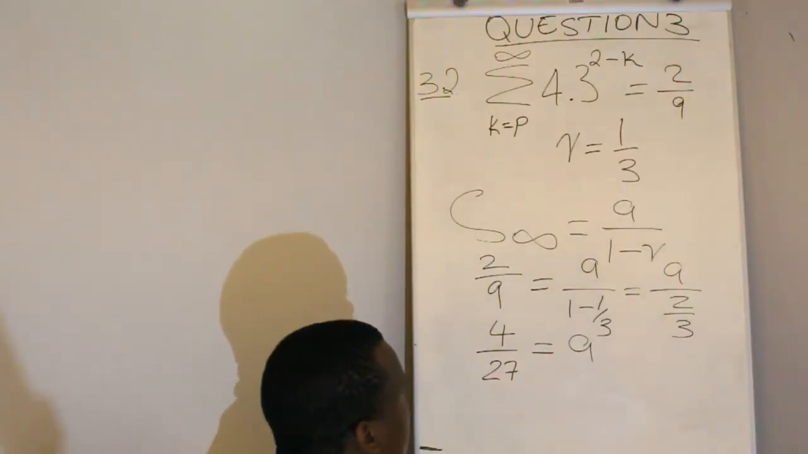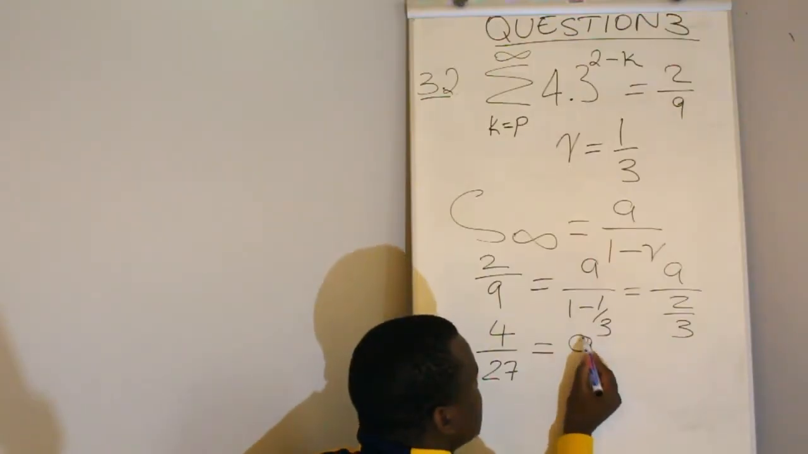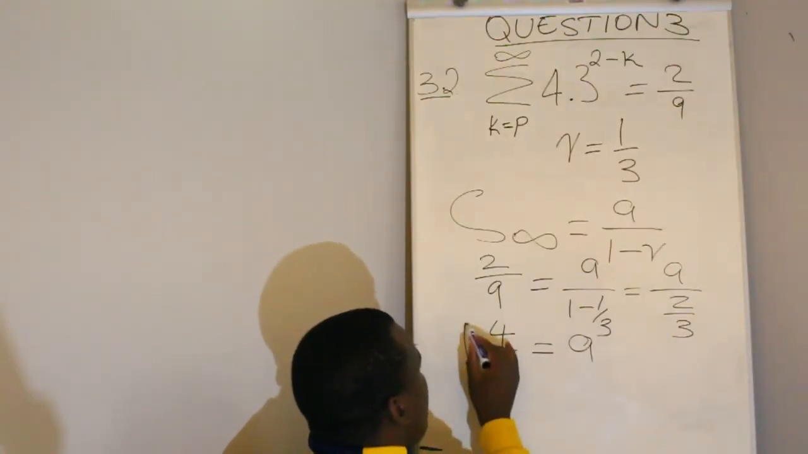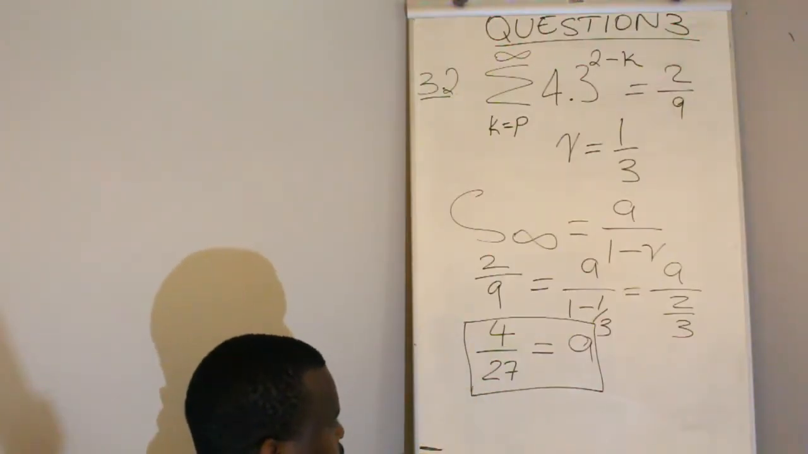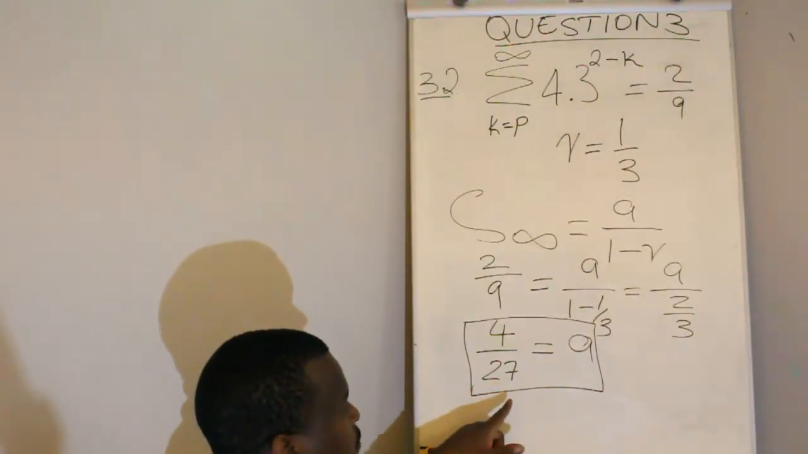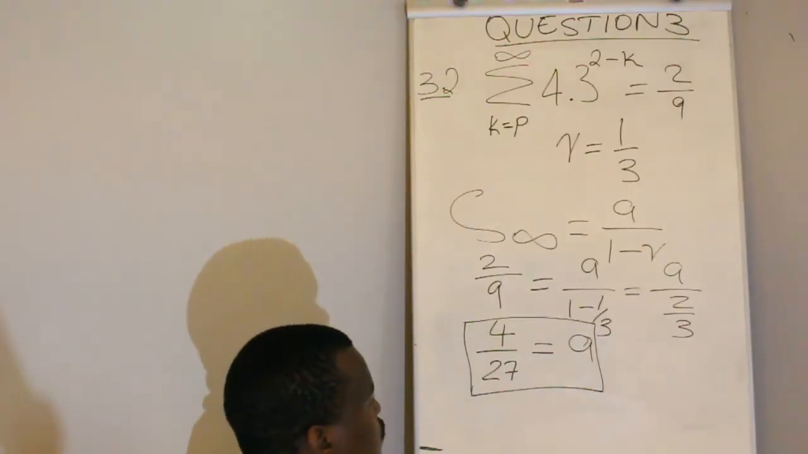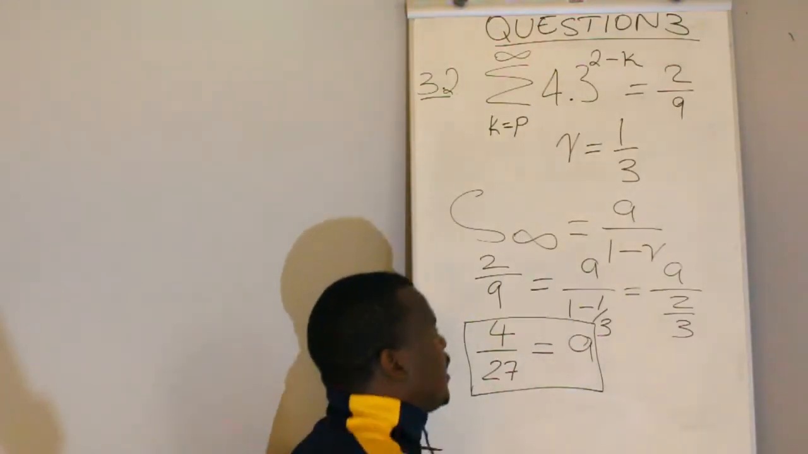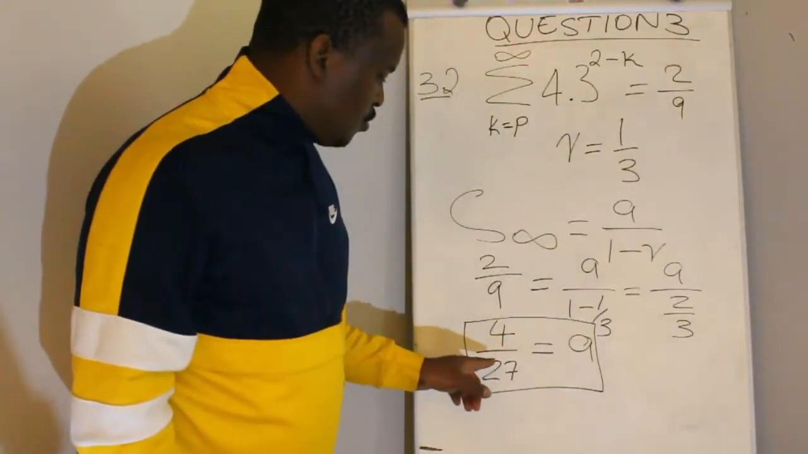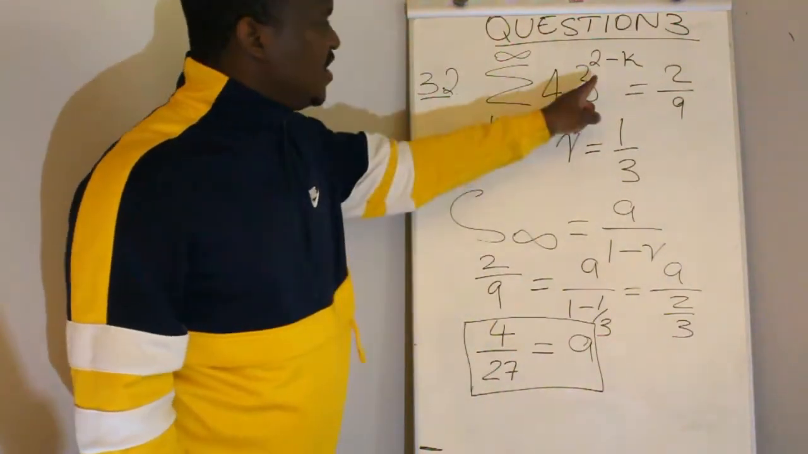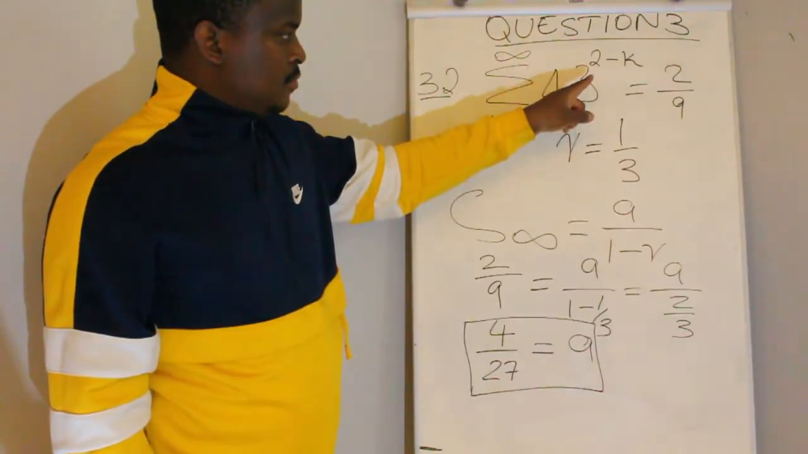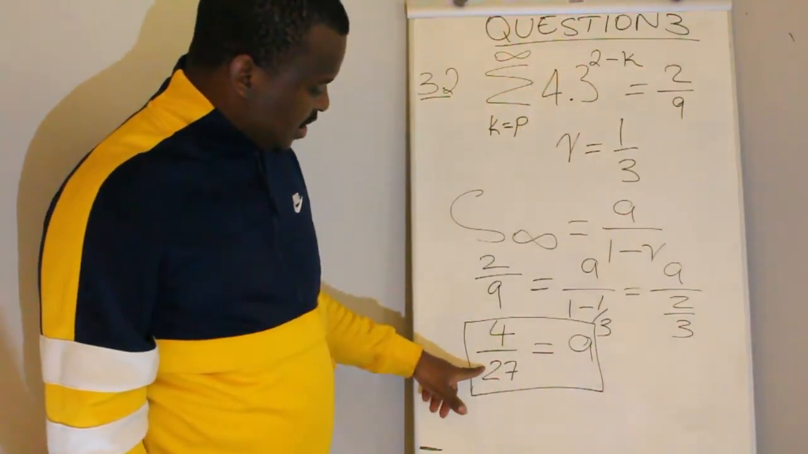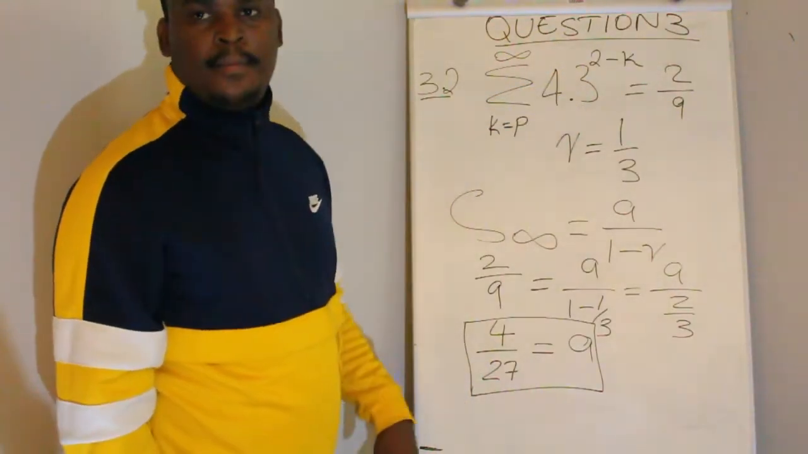So, you have that your A is equal to what? Is equal to 4 over 27. That is the value of A. The next thing that you do is to say, okay, I have my A value, which is the first term of this sum. So this A that I have here is the first term of the sum.